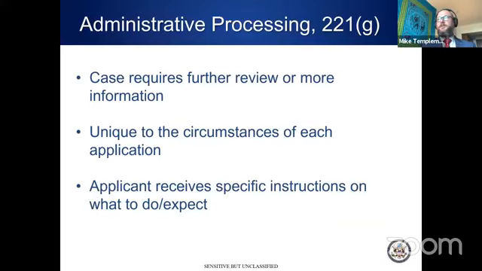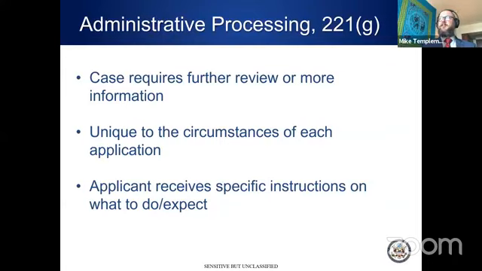Okay, I mentioned 221G for further processing because this is a very common refusal type. This just means that your case cannot be issued at the time of the interview. It is considered a refusal, but it is a refusal that can be re-reviewed. It will be reviewed if further documents or further information need to be submitted. If you are refused under 221G, it is not the end of the world.